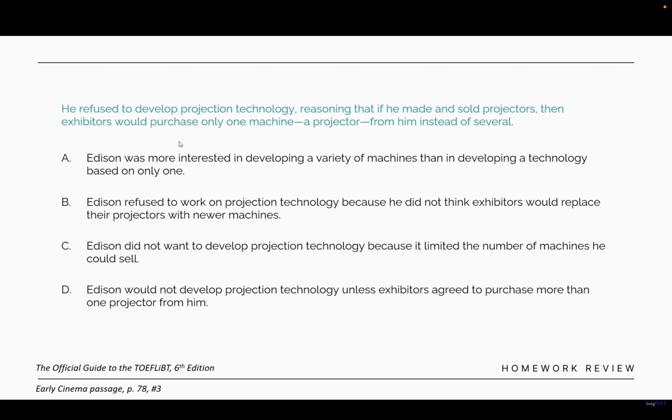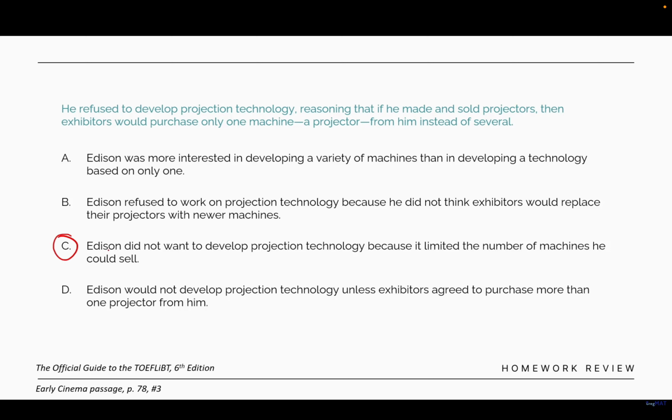He refused to develop projection technology, reasoning that if he made and sold projectors, then exhibitors would purchase only one machine, a projector, from him instead of several. Let's go to Suvajit. What did you choose? Yeah, Greg, I chose C. All right, so let's take a look.